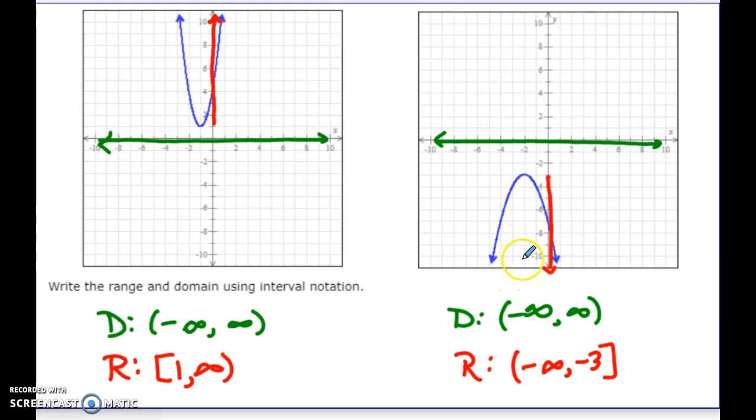This is where you have to be careful with order for intervals because it's always lowest number to highest number. How low does this parabola go? To -infinity. How high does it go? It stops right up here at -3. So notice the order I wrote that. -infinity comes first, then -3 with the bracket because that's where we stop, right up there.